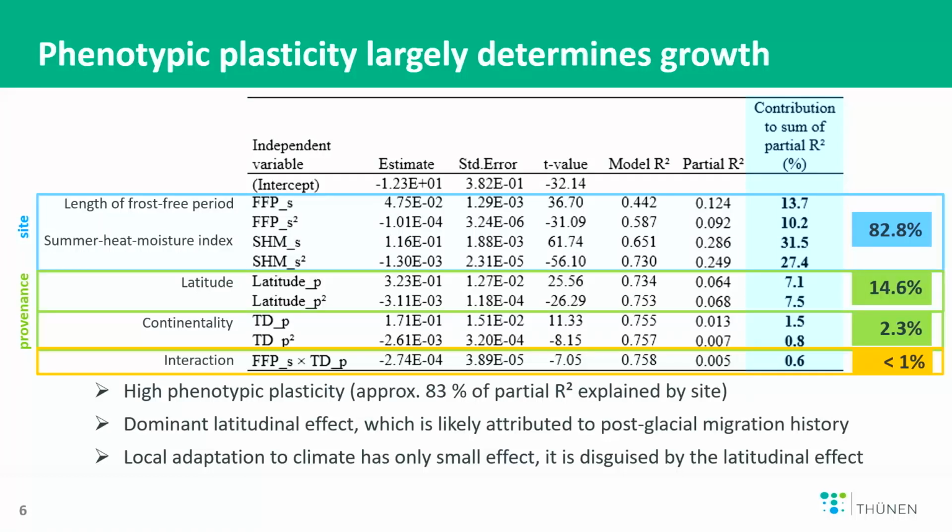They showed a plastic response across these different environments depending on the environmental conditions. And then there's the latitude, which was the most dominant factor for the provenance variables. And so it actually disguised the climatic adaptation, or the climatic factors in the model, because it explained 14.6% of the partial R-square.